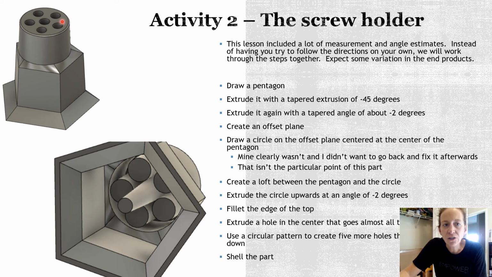Fillet the top edge. And again, notice that there are no measurements on there. It doesn't tell you how far you have to extrude it or how much you have to fillet it. Just put a fillet on there, and don't distort it so that you can't do the rest of it. Extrude a hole in the center that goes almost all the way through. So that's this hole right here. You're going to cut that hole in there. Use a circular pattern to create 5 more holes that only go part way down. And that would be these holes here.